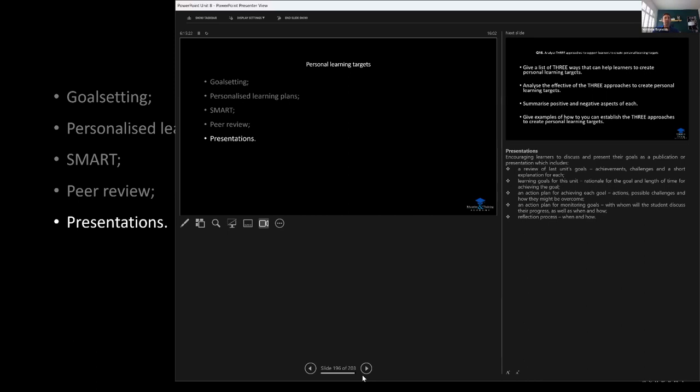And there are other ways that you can establish these targets. They don't necessarily need to be from you as a tutor, but you can help to create these skills. Just make your learners aware of things they could do to help them through their studies as well. So there's more options out there.